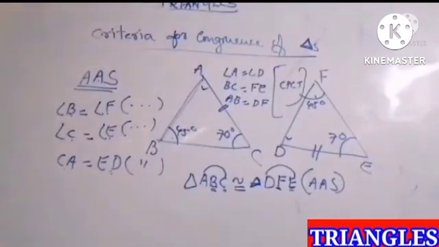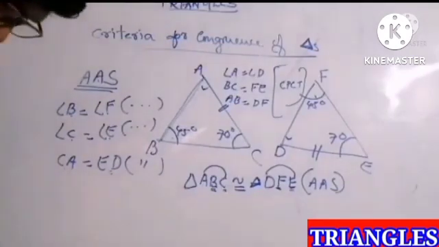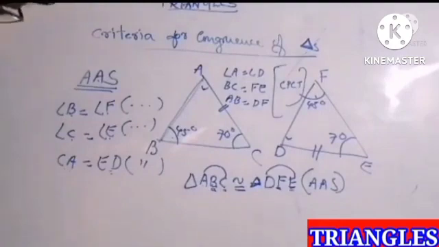Okay. So let's stop here for today's class. In the next class, let's go with the exercise. So study all these criteria. Three criteria are already given: SAS congruence rule, ASA congruence rule, and AAS congruence rule.